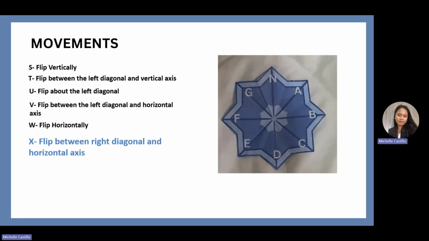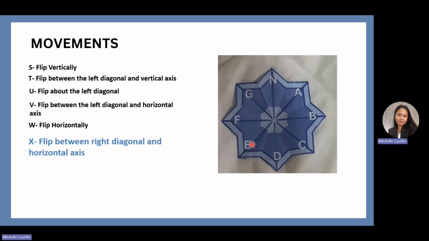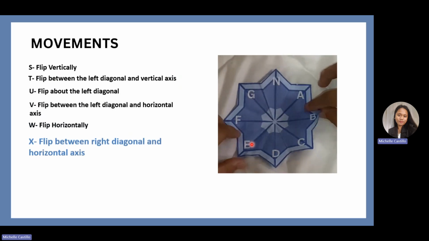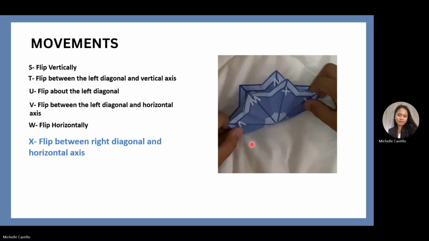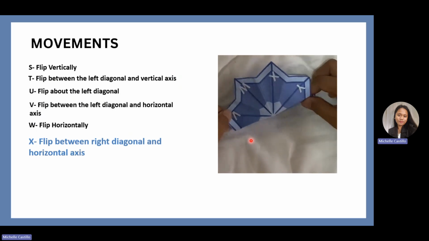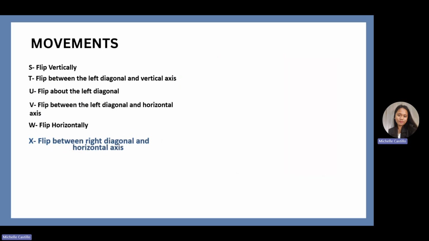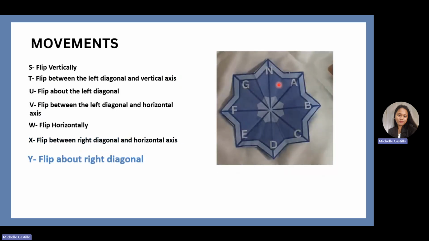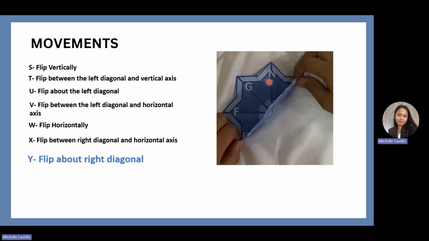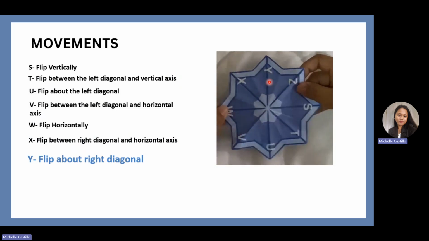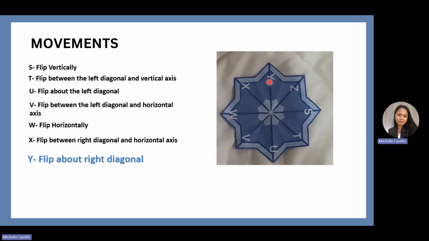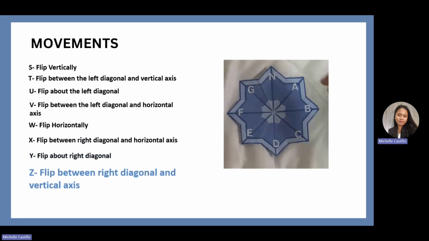Then next, we have X, for flip between right diagonal and horizontal axis. And this is what X looks like. Then next we have flip about the right diagonal for Y. So this is what Y looks like. And lastly, we have Z, or flip between right diagonal and vertical axis.